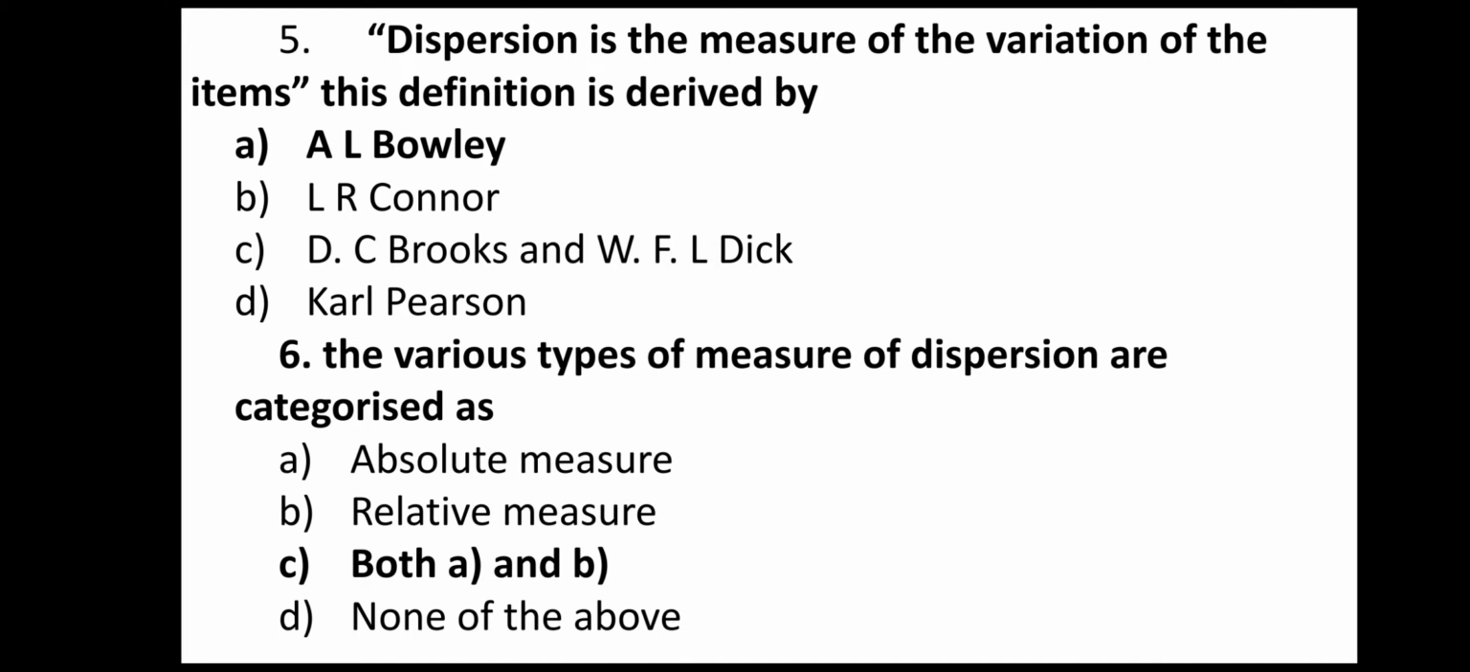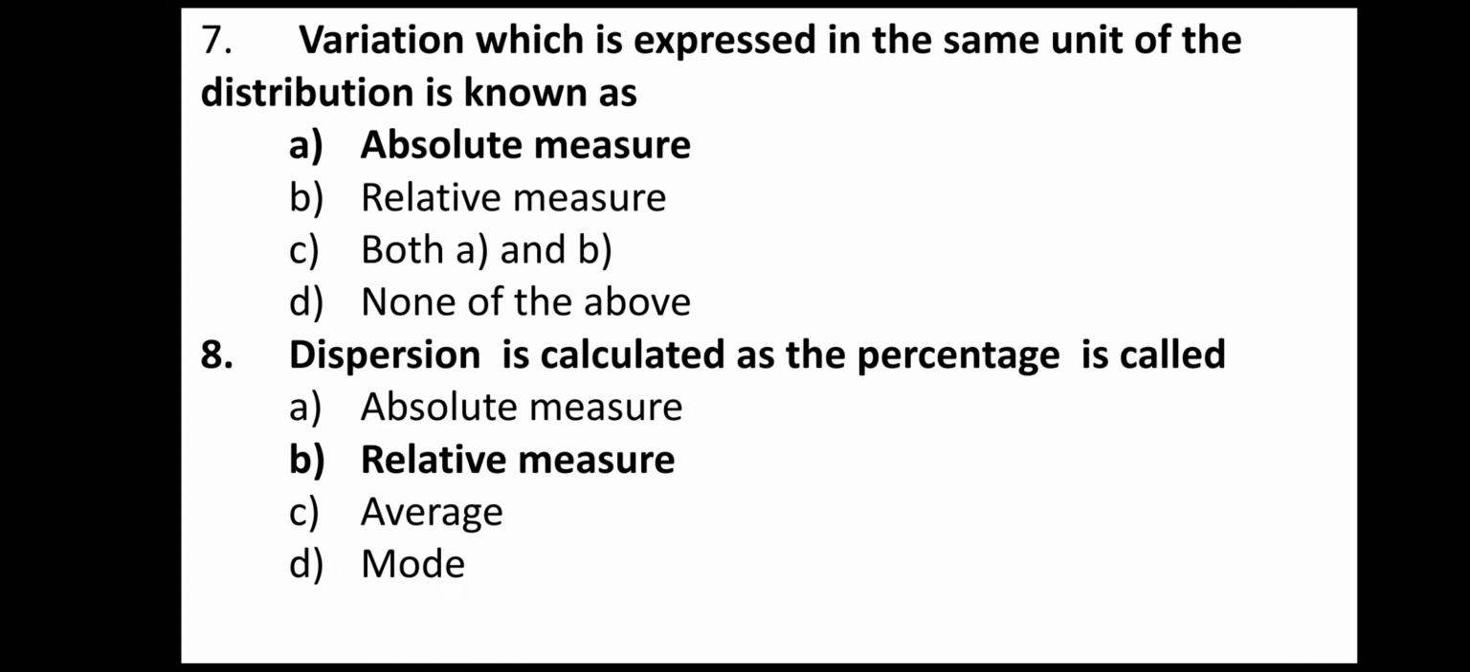Friends, recently we came to know that measures of dispersion are of two types. One is absolute measure, next one is relative measure. Variation which is expressed in the same unit of the distribution is known as absolute measure. How are we going to measure? This is absolute measure. If you measure in percentage, that is relative measure. So 8th question: dispersion calculated as a percentage is called absolute measure, relative measure, average, mode. This is relative measure.